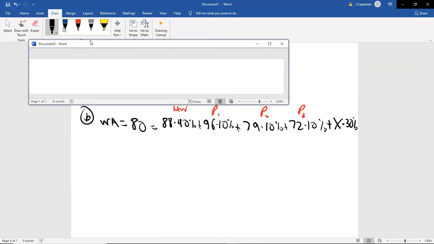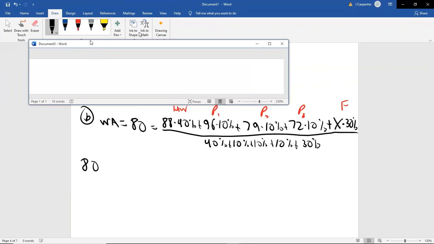And then we divide by the sum of all the weights, and now we are taking all of these things, so that was the final. So it is still 100%, the 40 plus the 10 plus the 10 plus the 10 plus the 30. I'll write it. All right. Now we can't forget about the 80. We still have that 80 over there. The bottom is going to be 100%.